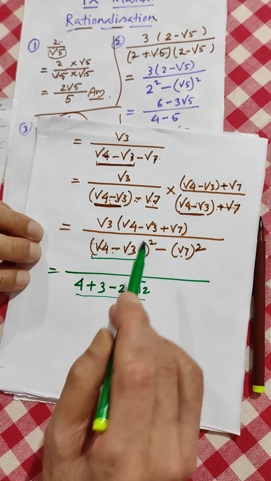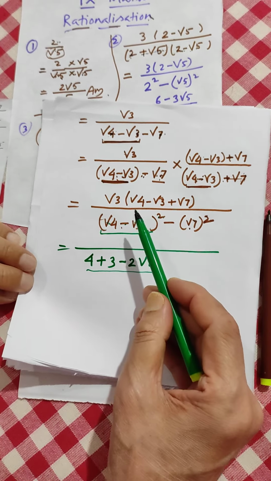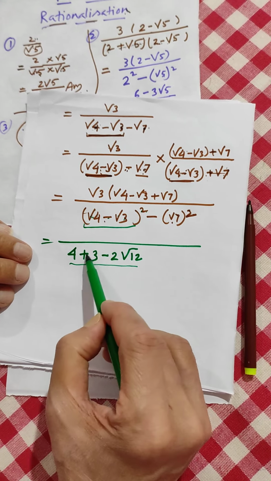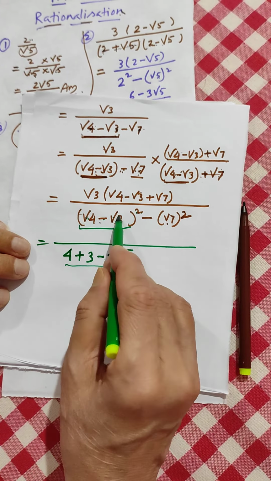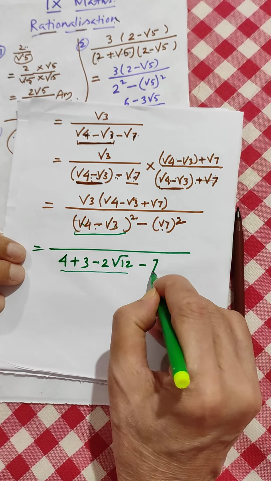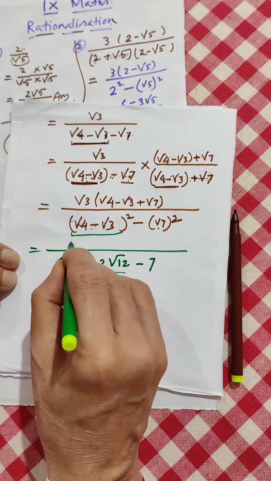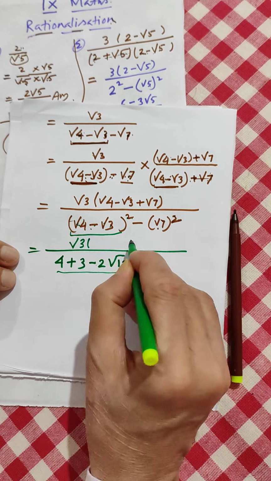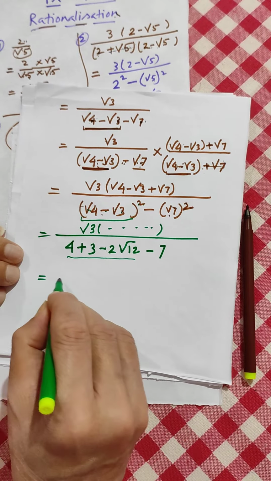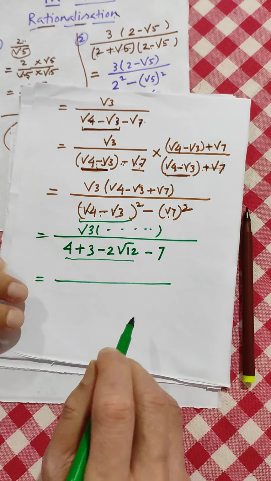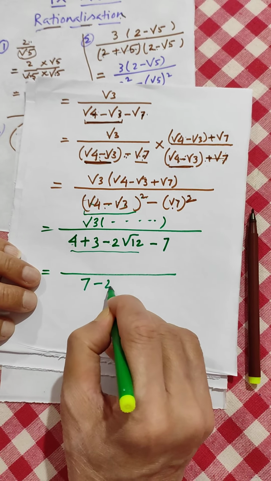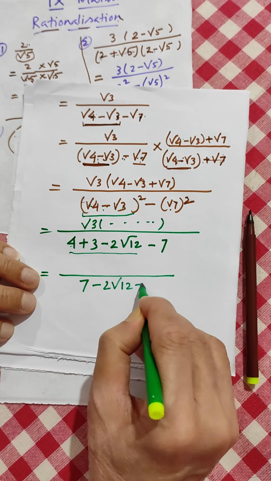So (A minus B) whole square is what? A square, that is 4, plus B square, that is 3, minus twice AB, this one. Then minus root 7 square, which is 7. Alright. Now the numerator remains as it is, unchanged. Now that is equal to, see, 4 plus 3 is 7. So 7 minus 2 root 12 minus 7.